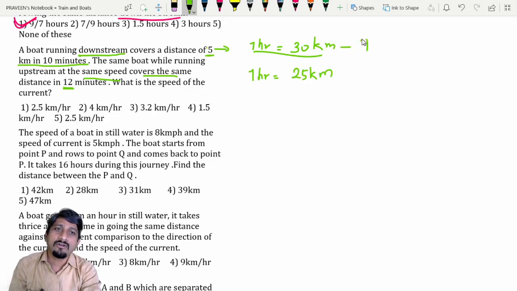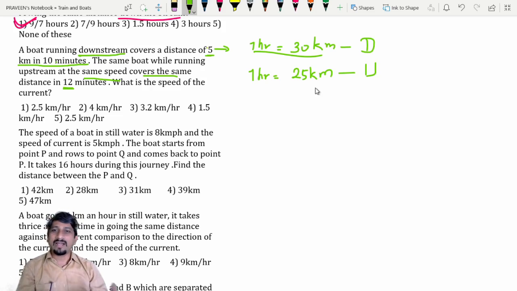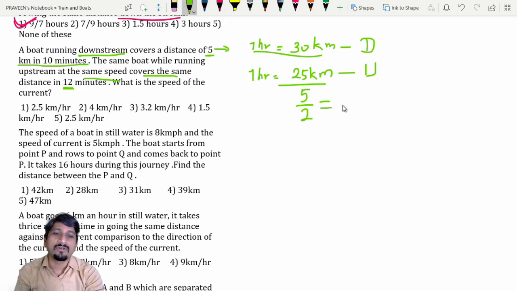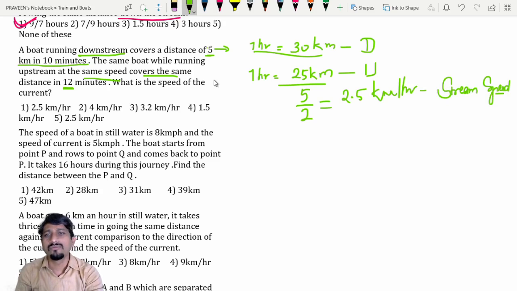So this is your downstream speed and this is your upstream speed. What is the speed of the current? We'll find the difference divided by 2. So the difference is 5, divided by 2 is equal to 2.5 kilometers per hour, which is the stream speed. If they ask the boat speed also we can find out. Add them, divide by 2. Remember these things. You will be able to solve the questions very fast.